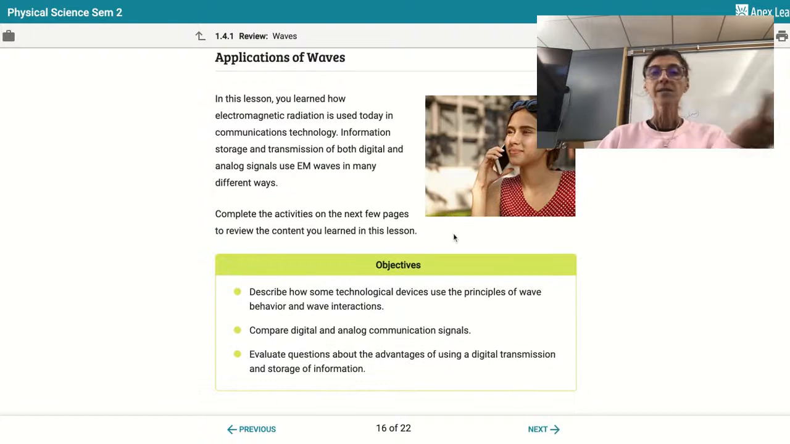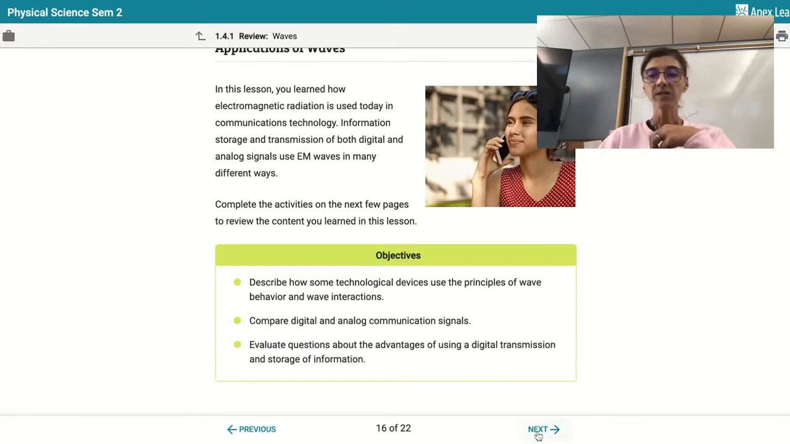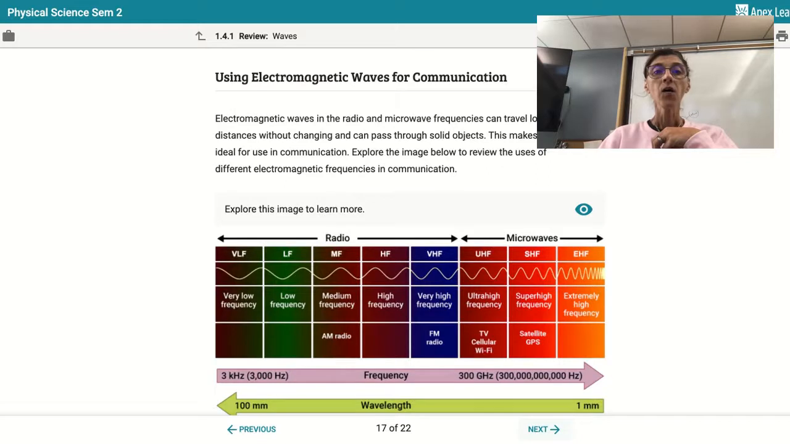All right, so what are some applications of waves? We're going to look at how waves are used in technology, in our digital world, in our analog signals, and all the ways that we use them in our world. Electromagnetic waves in the radio and microwave frequency, like we mentioned before, can travel really long distances without changing, and they can pass through solid objects. This makes them really useful for us in communications.